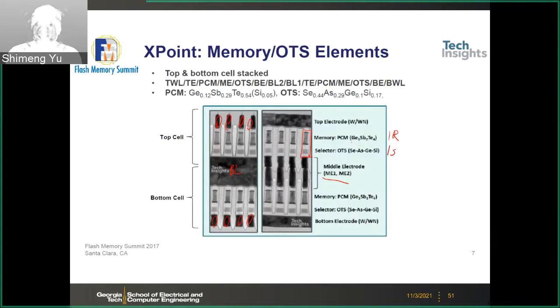And if you look at the composition, this is GST, and the selector is this selenium, arsenic, germanium, silicon material. And the rough composition is shown here, those subscripts. Of course, Intel and Micron didn't announce the exact composition, but this is from the reverse engineering reports.